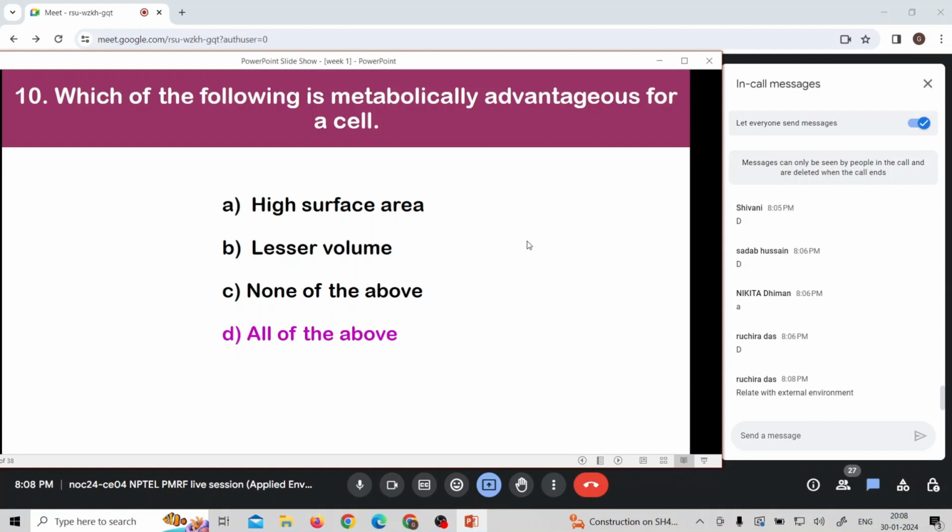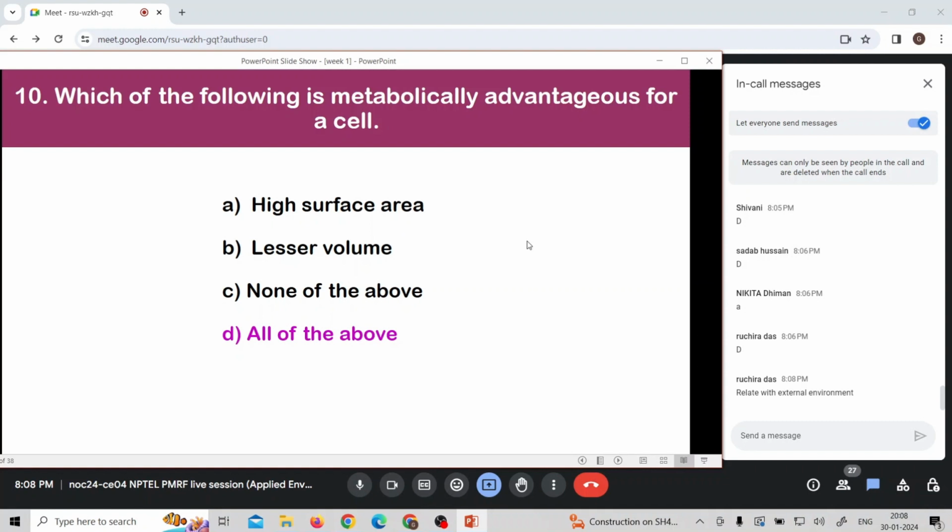Similarly, when you talk about microbes, when they have higher surface area, obviously in a fraction, when the numerator is higher, that is the surface area is higher, you're going to have a major advantage. And the advantage in very simple terms is that it can easily interact with the environment.